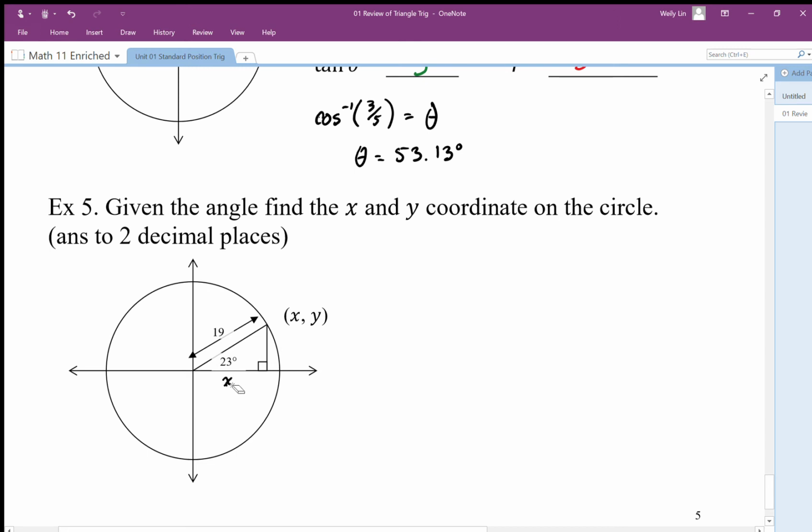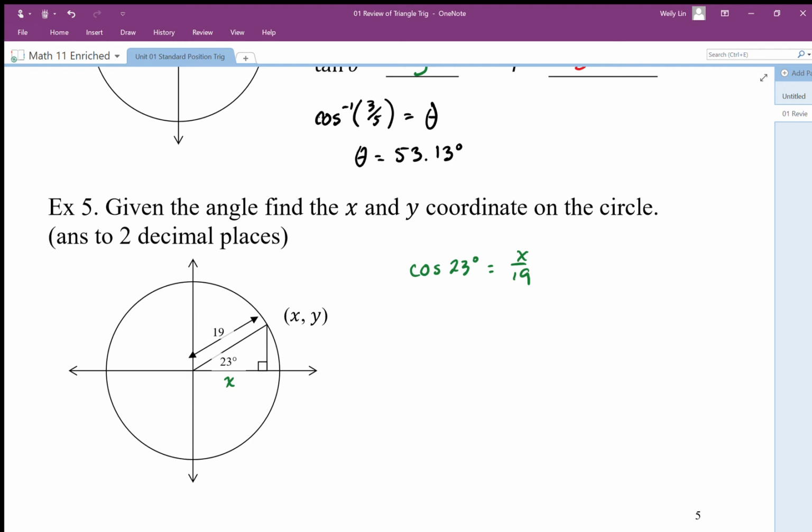So x is my horizontal. Okay, so x is horizontal. So I want to connect horizontal with cos. So I'm going to set up my cosine ratio. So cosine of theta, so not theta, but 23 degrees, is equal to x over 19. Okay, I can solve for x by working out my cosine ratio, but I need my calculator to do that.